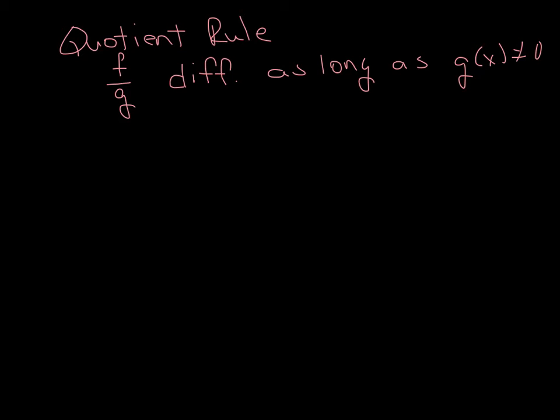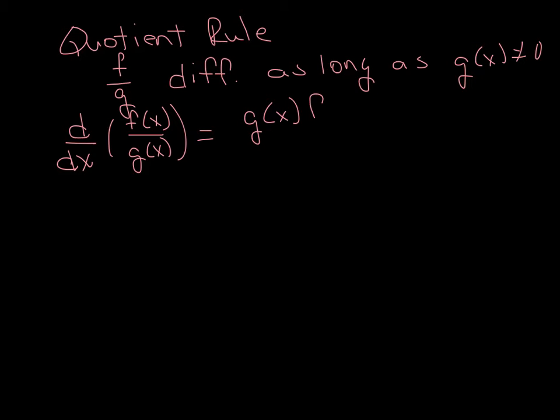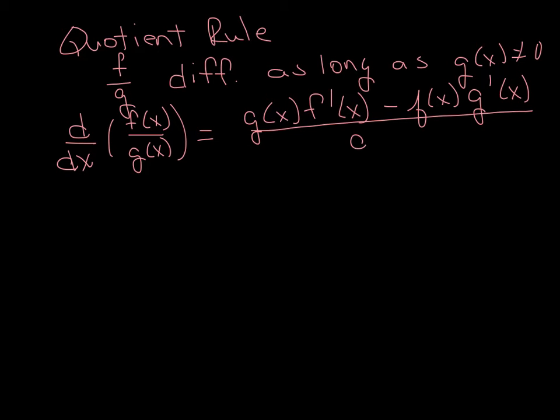To take the derivative of f of x divided by g of x, we take the denominator times the derivative of the numerator minus the numerator times the derivative of the denominator over the denominator squared.